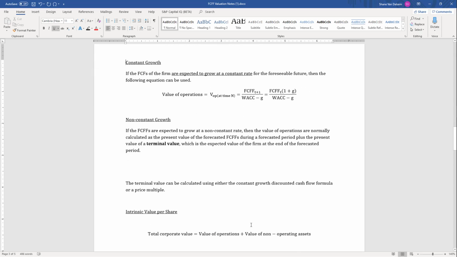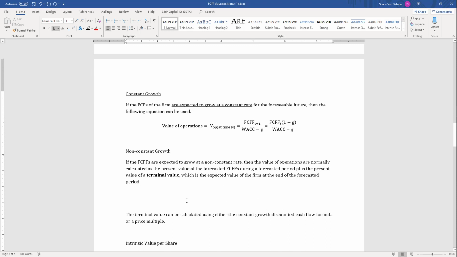Non-constant growth, and this is really the most common case, where you've got a firm that has not reached that level of maturity where its cash flows are growing at a constant rate. So a firm that has constant growth cash flow tends to be a mature firm in a mature industry. So think of Coca-Cola, McDonald's, companies like that where they have saturated the marketplace. Walmart may be another good example of that. They've really saturated the marketplace with their product.